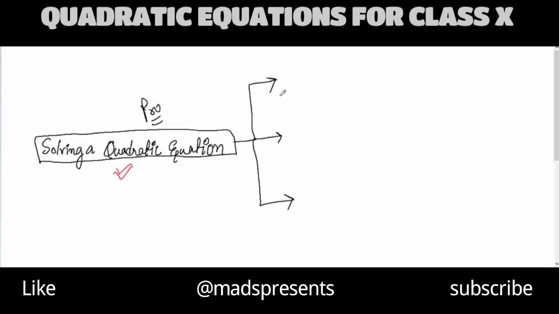Try to understand the different ways of solving a quadratic equation. There are three different methods we have to solve a quadratic equation. Already you studied the first method in your lower classes, that is called the factorization method. The first method to solve a quadratic equation is the factorization method.